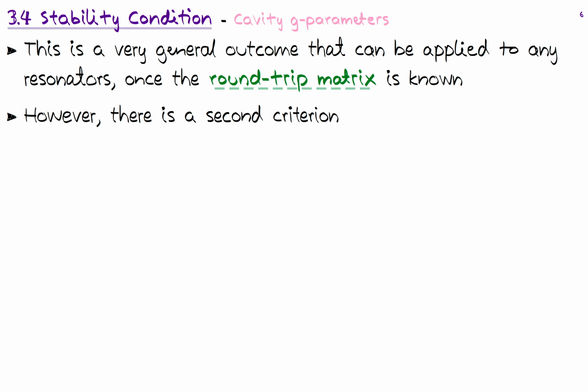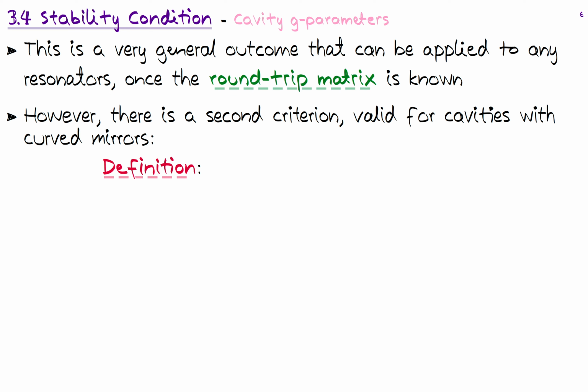But there is a second criterion that is valid for the case of curved mirrors. This is a way we can simplify the mathematics. We can define new variables, so-called G parameters, and they are defined as 1 minus L divided by the reflectivities of the mirrors. So this is another way of expressing the stability condition of a laser resonator, and it works beautifully when we have curved mirrors.